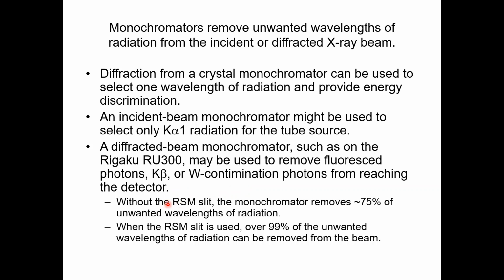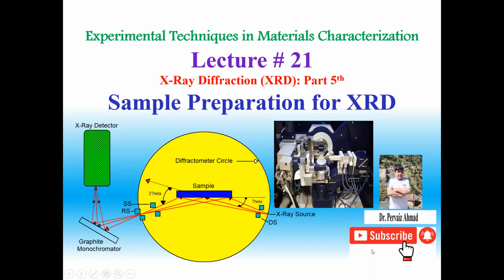Without the RSM slit, the monochromator removes almost 75% of the unwanted wavelengths of the radiation. When the RSM slit is used, over 99% of the unwanted wavelengths of the radiation can be removed from the beam. So that's all we have for this lecture.